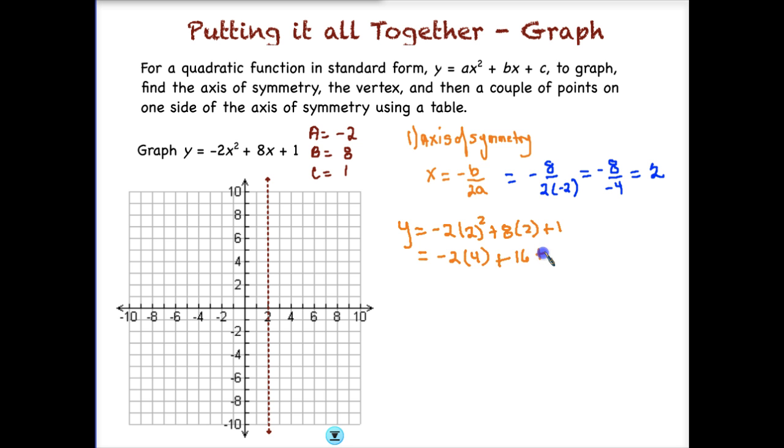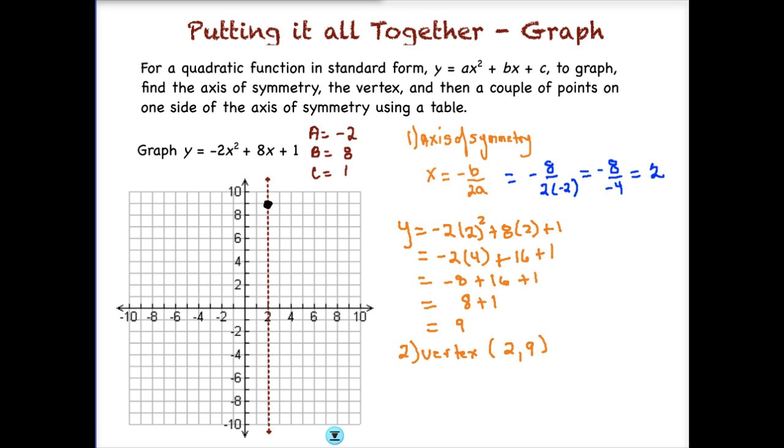8 times 2 is 16. We can simplify now with our multiplication. -2 times 4 is -8 plus 16 plus 1. That gives us then 8 plus 1, which gives us 9. Now we know what our vertex is. So step 2, our vertex is going to be 2, 9. Let's go ahead and plot that on the graph. So here we are at 2, 9. So we're pretty far up.